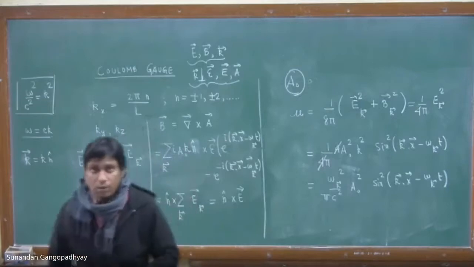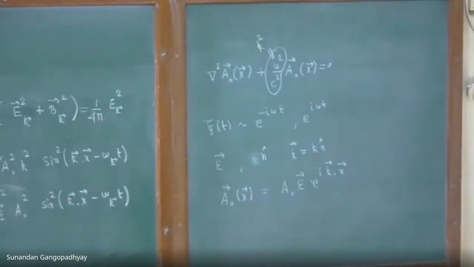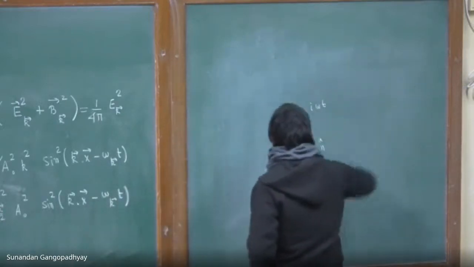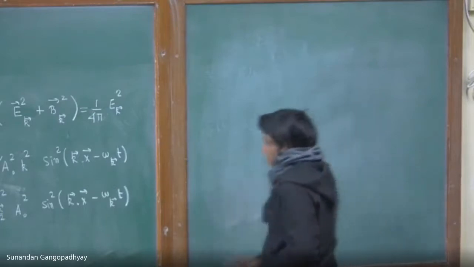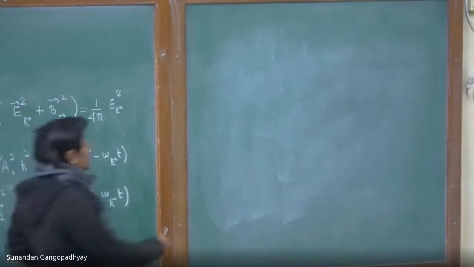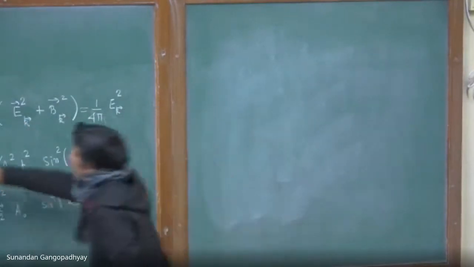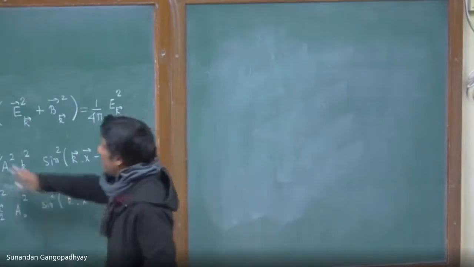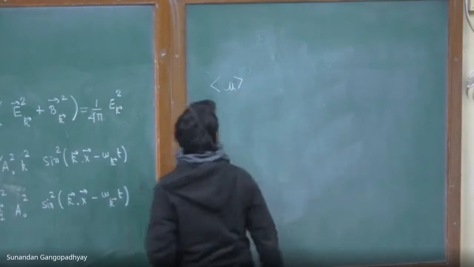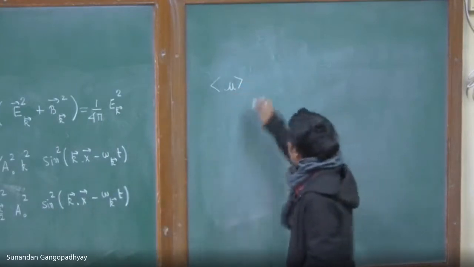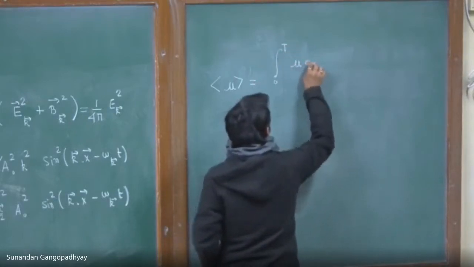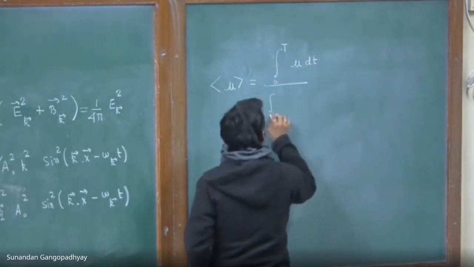Good. So now let us calculate from this expression the time average of this average energy density for a single mode of the electromagnetic field. So let us calculate the time average. I denote that time average in this way, and this is nothing but an integral over a complete cycle, basically 1 by T integral 0 to T.